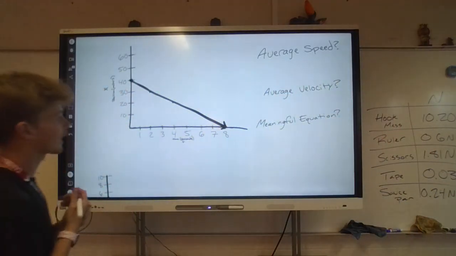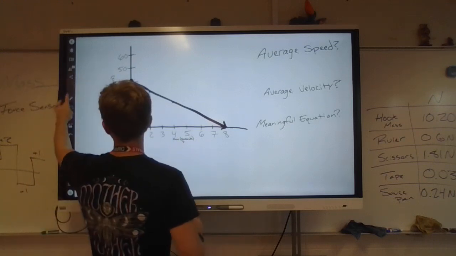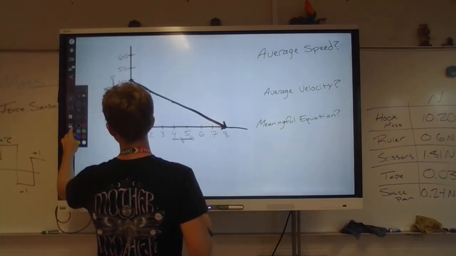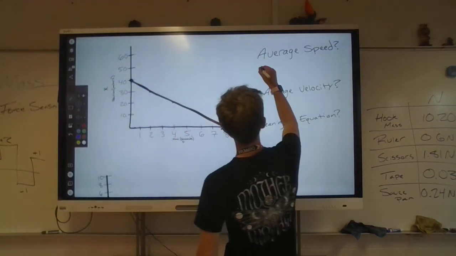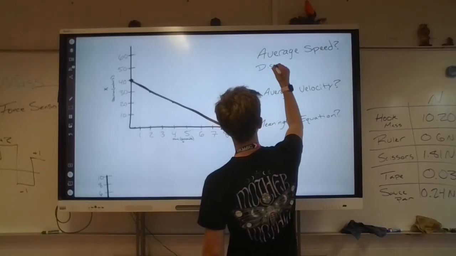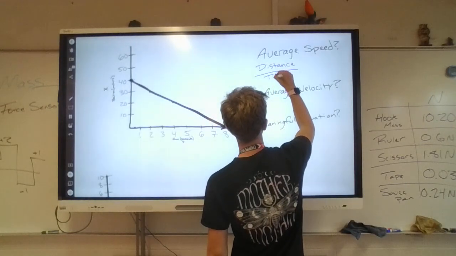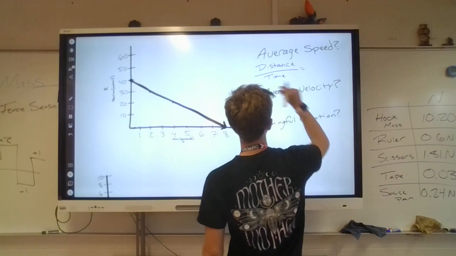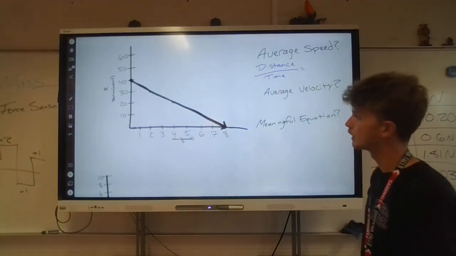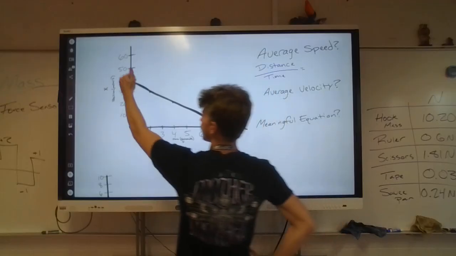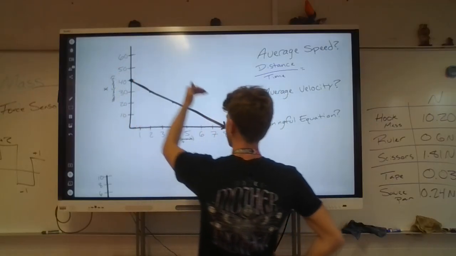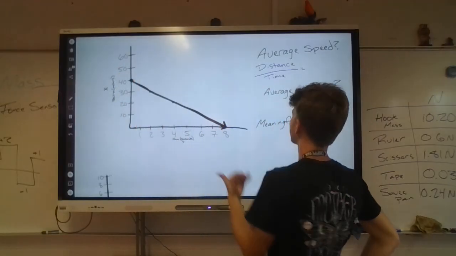So I'm going to start with average speed. To find average speed, I'm going to be writing in, let's go with blue. To find average speed, you need to find the distance traveled over the amount of time of the graph. So we're going to find the average speed for the entirety of this graph. We started at 40 meters. We went down to 0. So that means we traveled 40 meters.